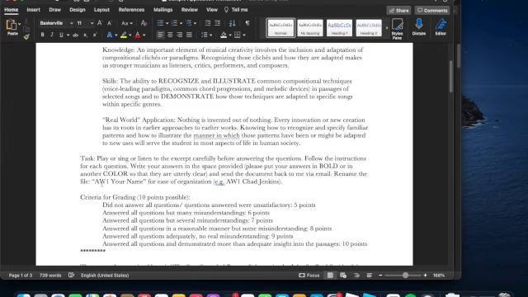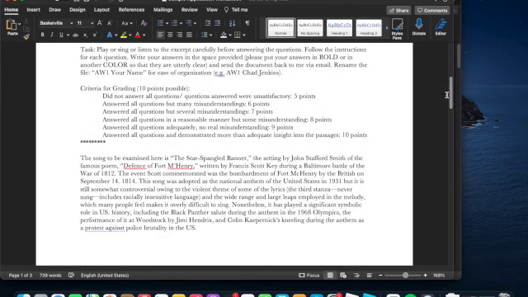And you would rename it AW1 for Application Worksheet, and then your name. So in my case, it would be AW1 Chad Jenkins, right? And then you have the criteria for the grading there. And the ideal is to answer all the questions and demonstrate more than adequate insight into the passages. The real expectation, of course, is to get 9 points. Answer all questions adequately, no real misunderstanding.